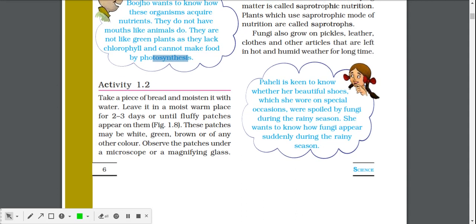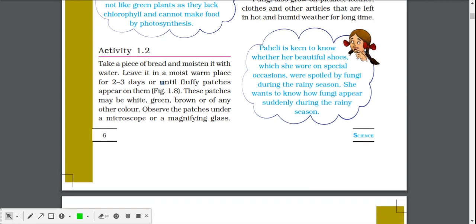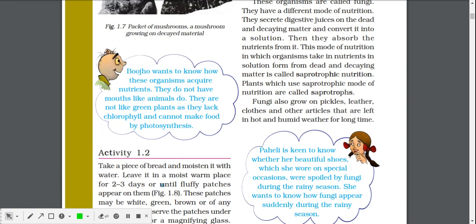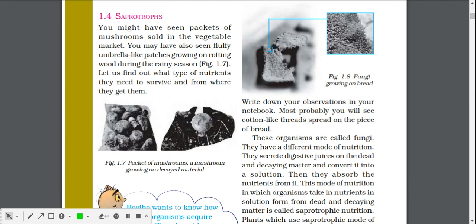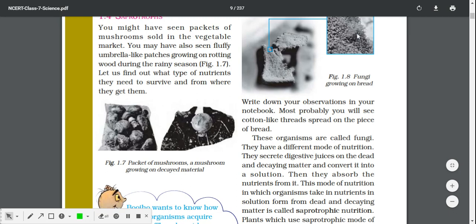So, in order to observe this, let's carry out an activity. Take a piece of bread and moisten it with water. Leave it for 2 to 3 days or until fluffy patches appear on it. These patches may be white, green, brown, or of any other color. Observe the patches under a microscope and a magnifying glass. What will you observe? Write down the observations in the notebook. Most probably you will see cotton-like threads spread on the bread, like you can see in this figure. That's what we call fungi, right?